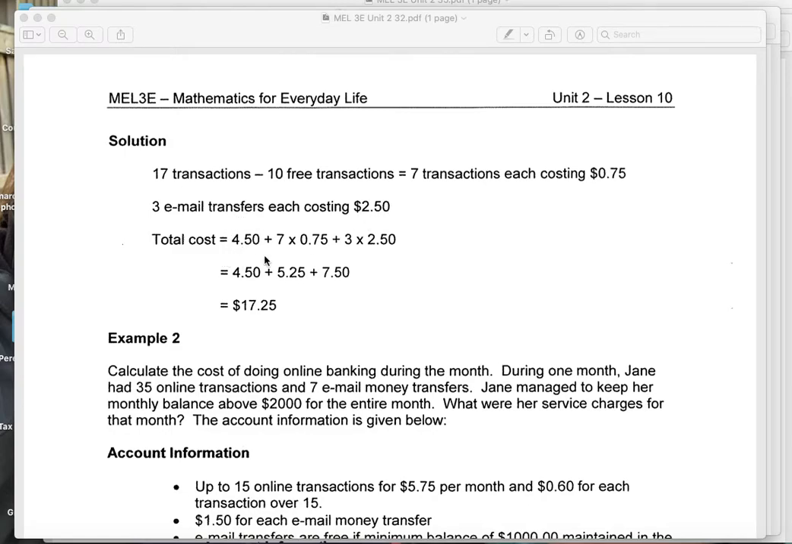So here we've got the $4.50 for the initial 10 transactions. Then we have 7 times the 75, so those extra 7 transactions at 75 cents each. And then we've got 3 times $2.50 for the money transfer. So order of operations says that we need to do this multiplication first and then this multiplication second. So the $4.50 gets rewritten. 7 times 75 is $5.25. And then 3 times $2.50 is $7.50. Once we get to this line, you just add up all these numbers, and the total fee for that month is $17.25.